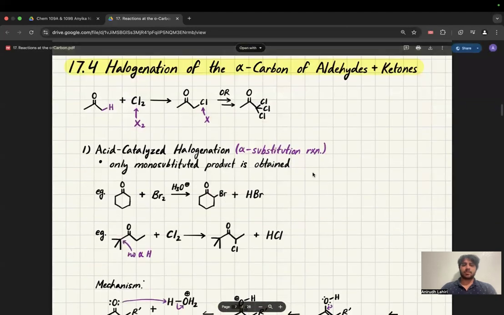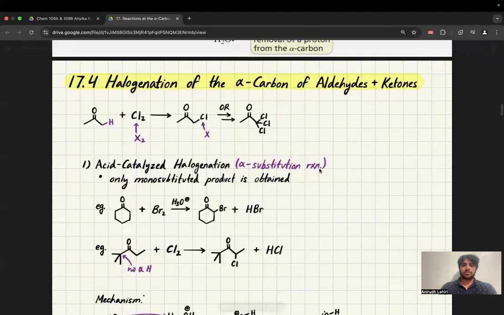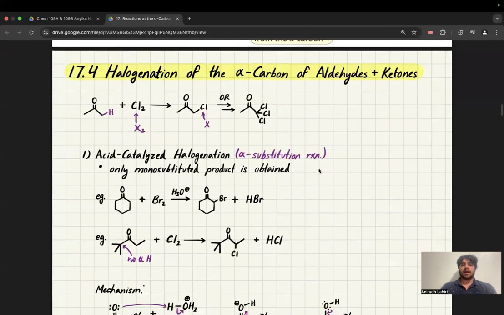Halogenation of the alpha carbon of aldehydes and ketones. So there's two ways to do this, acid catalyzed, base catalyzed. It's important to note here that I can't think of a single scenario where, when we can choose between acid and base catalyzed, we would ever choose base catalyzed. Acid catalyzed is almost always better for literally everything that you do. Just keep that in mind.